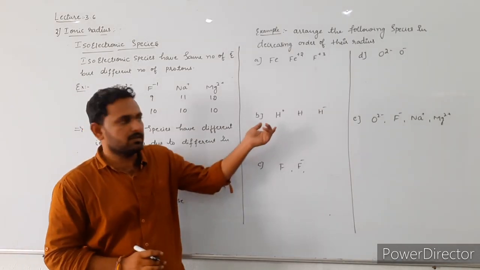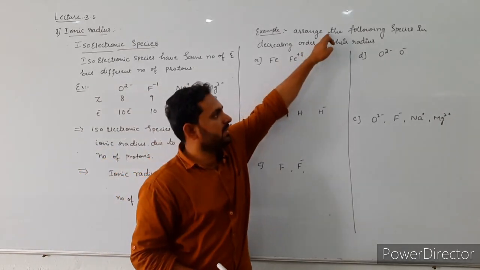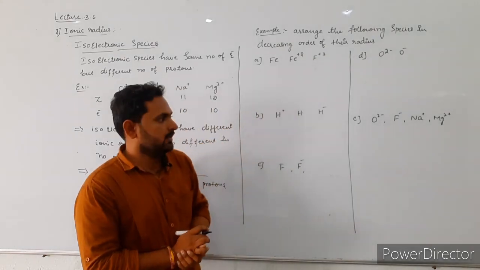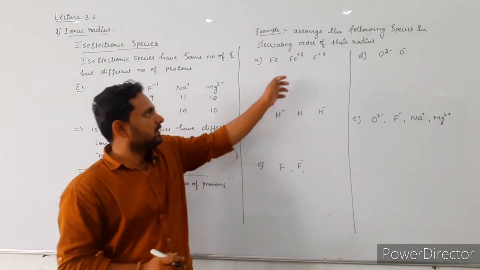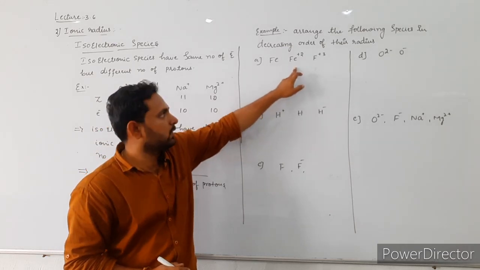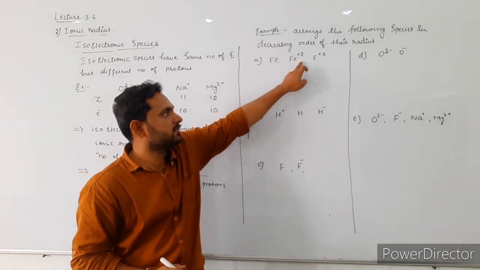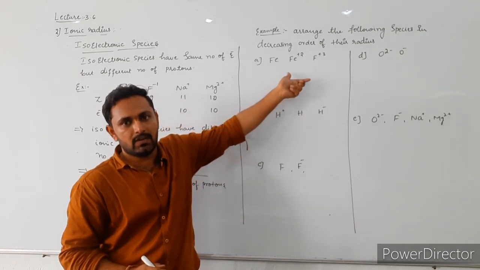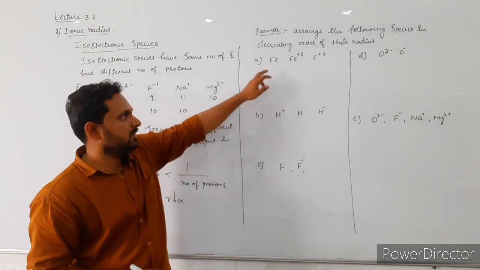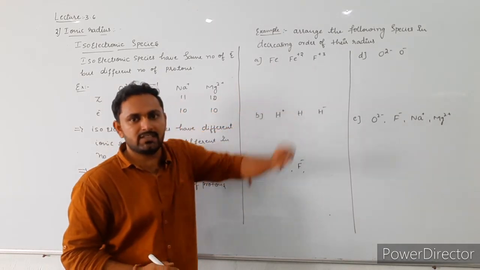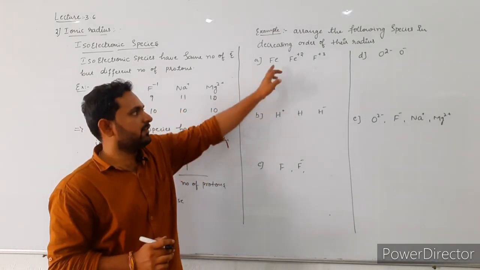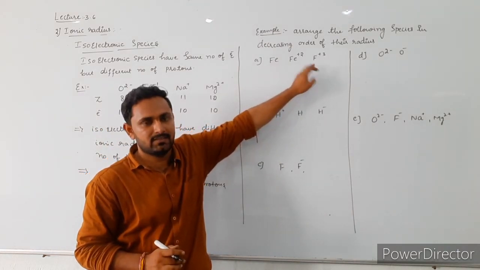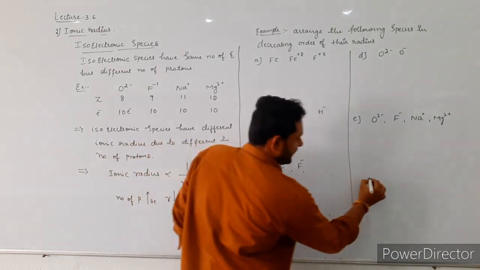Now let us see some examples. Arrange the following species in decreasing order of their radius. In the first question there are 3 species: Fe, Fe plus 2 and Fe plus 3. We have to arrange them in decreasing order of their radius. Now tell me, between these 3 species, which has more radius? Just follow this order.